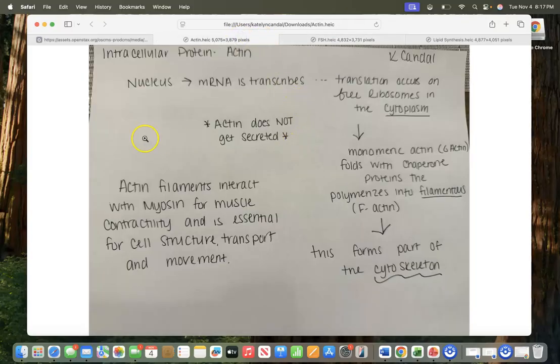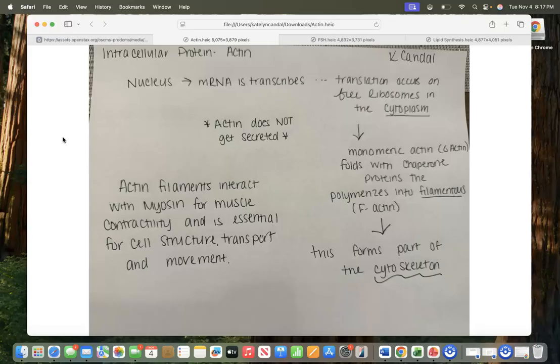And the last thing I looked at was actin. Actin in the nucleus goes from mRNA, where it's transcribed. Translation occurs on free ribosomes in the cytoplasm. As a monomeric actin folds within a chaperone protein and polymerizes into filamentous F-actin. And this forms part of the cytoskeleton, which we know gives structure to the cell.